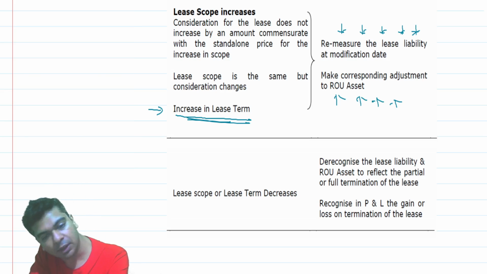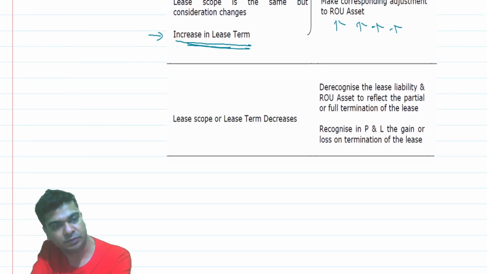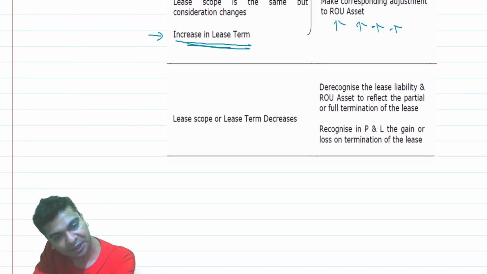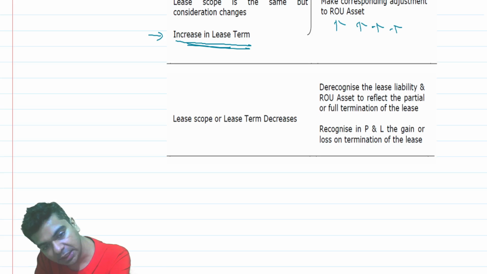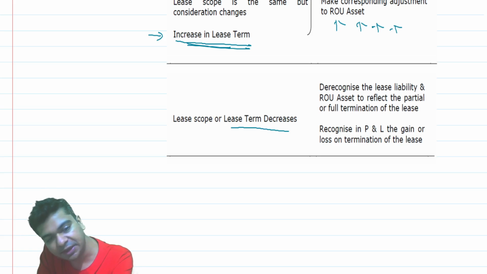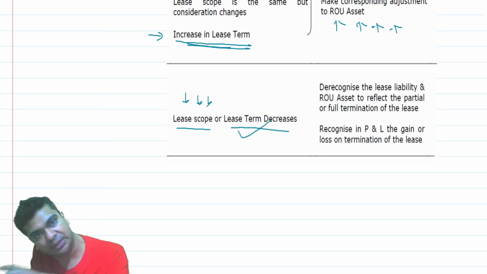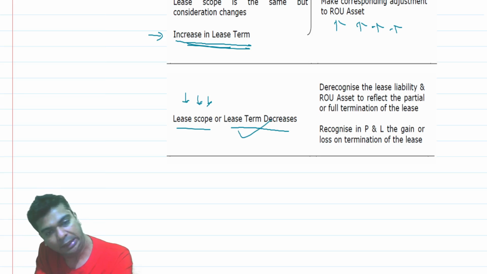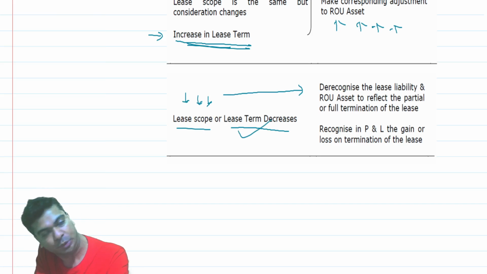We again check with the modification. Yes. This is the place where it is falling this time. The lease scope is decreasing or the lease term is decreasing, right? This is what is happening. In this question, the lease scope is decreasing. The lease term is remaining the same, but the scope of the lease is decreasing.